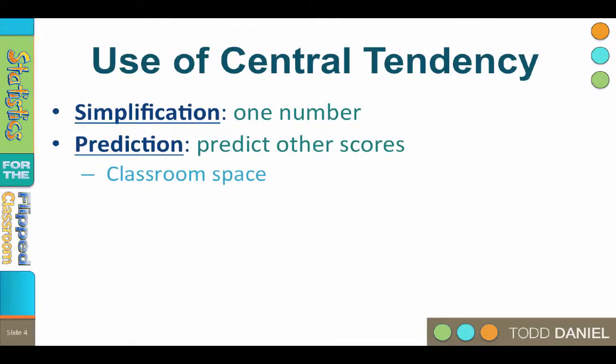Measures of central tendency offer the benefit of simplification. The whole sample of raw data is difficult to understand. A measure of central tendency gives us a single number that represents the entire data set. Central tendency also has the benefit of prediction. Knowing a measure of central tendency can help us to predict other scores or estimate future needs. And this is true even if the measure of central tendency is not in the actual data set.